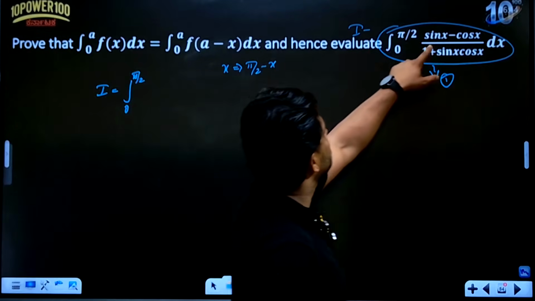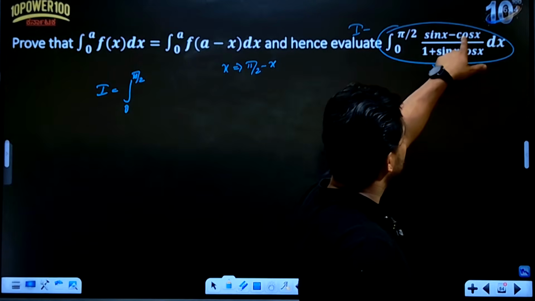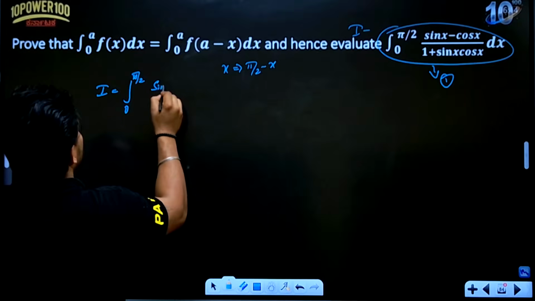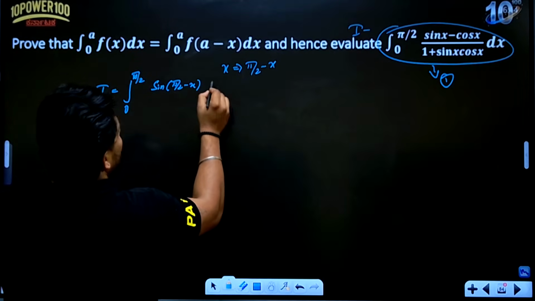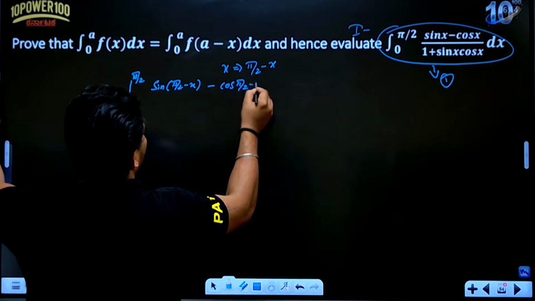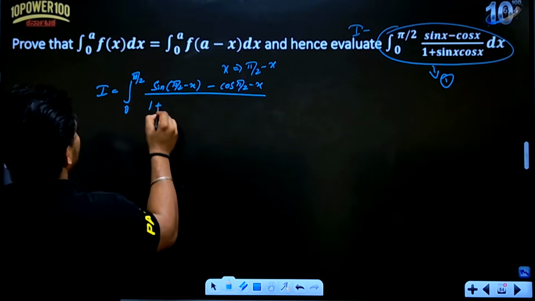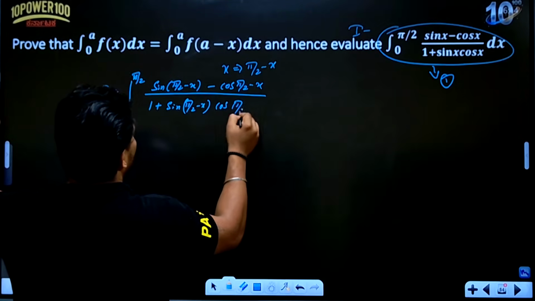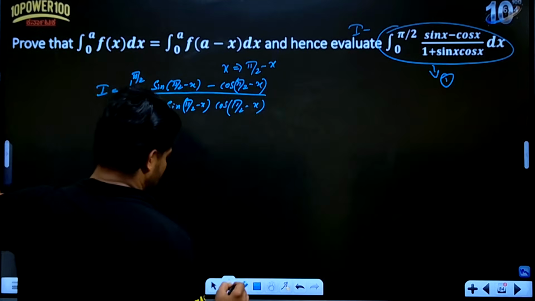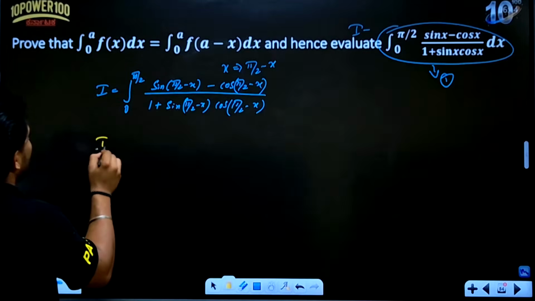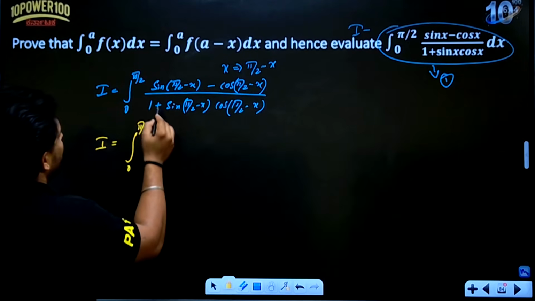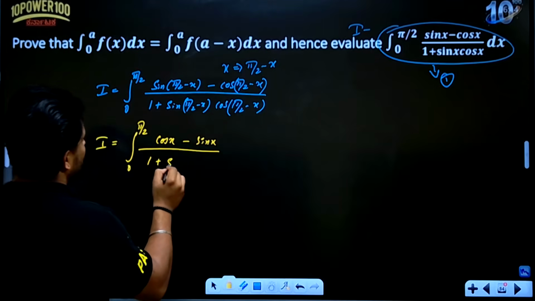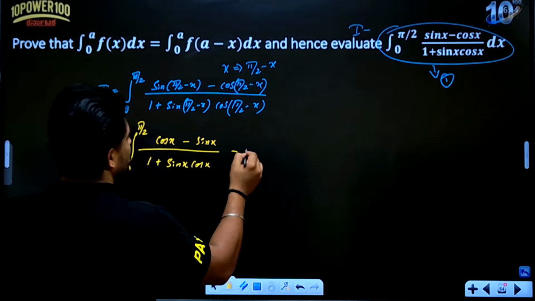Remember this. Now if I replace x by pi by 2 minus x, sin becomes cos x and cos x becomes sin x. I'll write that step. So it is sin(pi by 2 minus x) minus cos(pi by 2 minus x) whole divided by 1 plus sin(pi by 2 minus x) into cos(pi by 2 minus x). Now by using allied angles, this becomes the integral from 0 to pi by 2 of cos x minus sin x whole divided by 1 plus sin x into cos x. This is equation number 2.